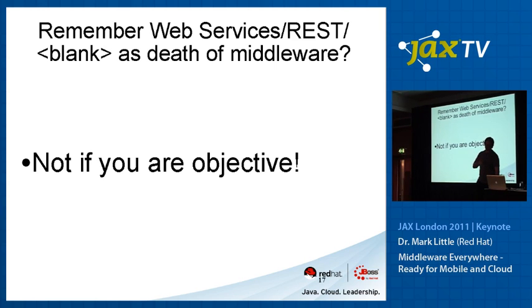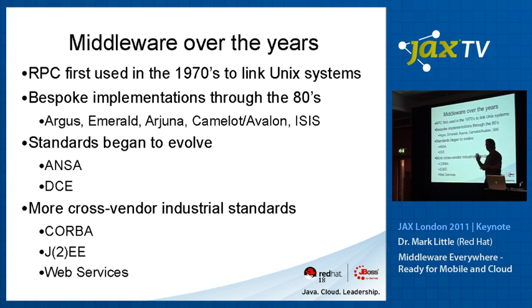And I believe that if you look at it objectively, this is not the death of middleware either. I'm not going to go into this in a lot of detail, but basically we've had over 40 years of developing middleware. Middleware, certainly in distributed systems, began life in the early 70s when two people tried to connect two computers together. That's where RPC came from. We've had lots of bespoke, non-standard versions because there weren't standards for defining middleware or distributed systems until the late 80s, early 90s. Then we had standards like ANSA or DCE, and then much more cross-vendor standards with CORBA, J2EE, and web services.